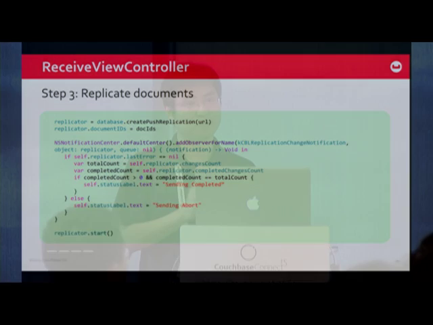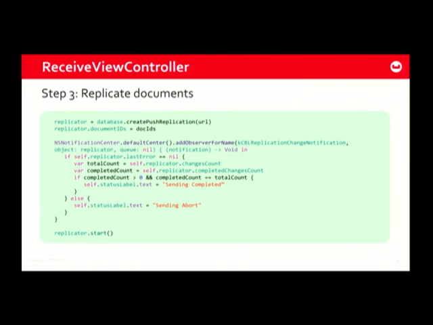This step is optional, but in case something bad happens, we also assign the document IDs to the replicator. And in the middle of the code block, we set up the replication change notification listeners. We are doing this in order to know the current status, or the current state, of the replication. And at the end, we start the replication to send the photo documents over to the receiver.